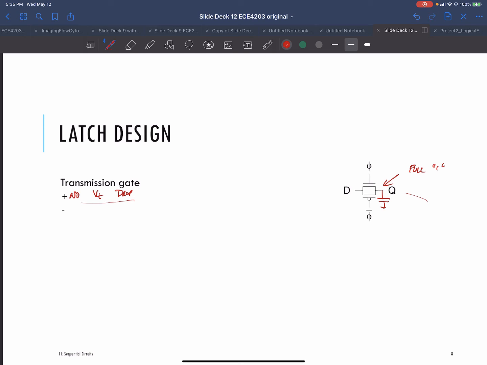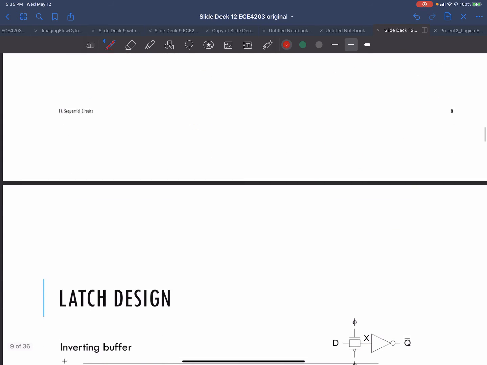Now the downside of this compared to the previous circuit is you need not only the clock, you need the inversion of the clock. So if I was going to design it simply, you would need this extra inverter to invert the clock, or you need both the clock and its inversion. Okay, so that's the downside of that latch.